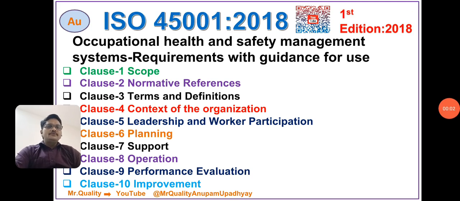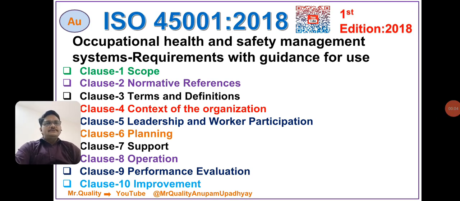Hello friend, today we are going to discuss ISO 45001:2018. This is the first edition of ISO 45001, and ISO 45001 is the Occupational Health and Safety Management System requirements with guidance for use. Before ISO 45001 there was OHSAS, which was not an ISO standard, and that standard was used for safety. Now ISO has published the first edition in 2018, that is ISO 45001, for OHS, that is Occupational Health and Safety Management System.